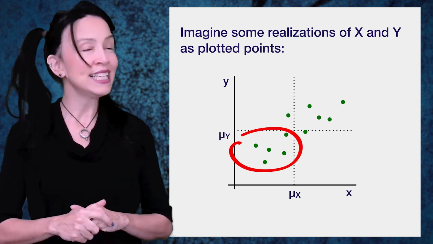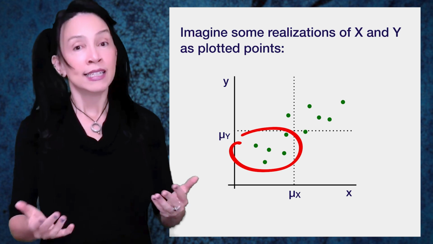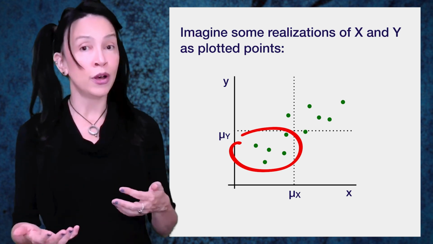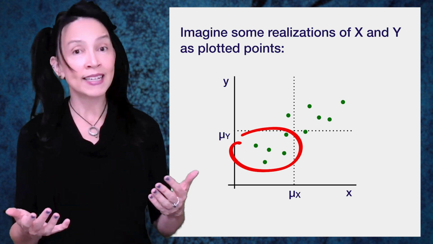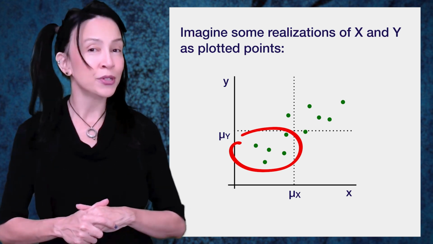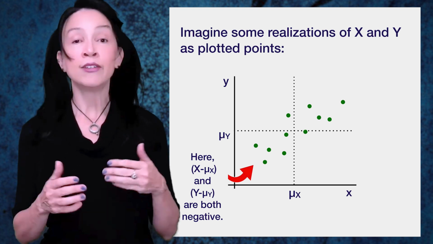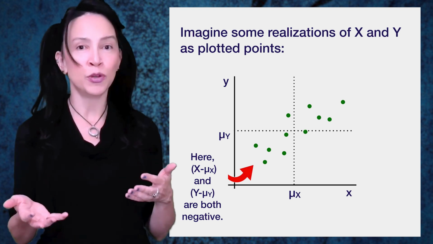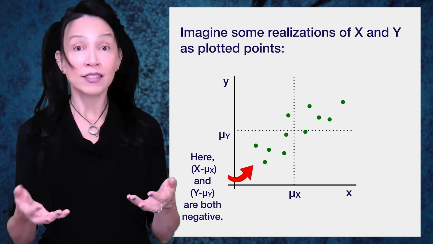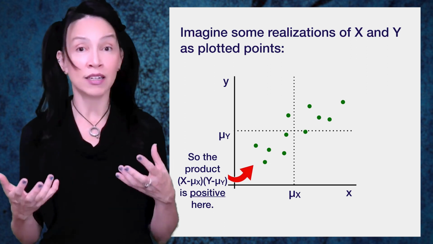Now let's look at the points down here in this quadrant. Down here, all the X values are below their mean mu X. And the same thing is true of all the Y values. And this means that the quantity X minus mu X is negative, and so is the quantity Y minus mu Y. But the product, the negative times the negative, is a positive number.